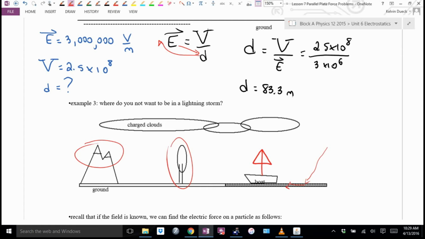And so that's also the idea behind the lightning rods, which are deliberately built into buildings, and then there's big wires attached to them to funnel all that extra charge to the ground without damaging the building per se.